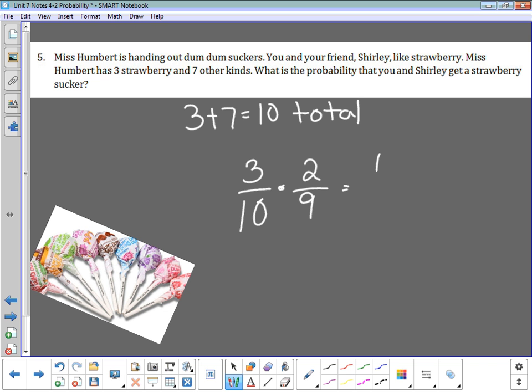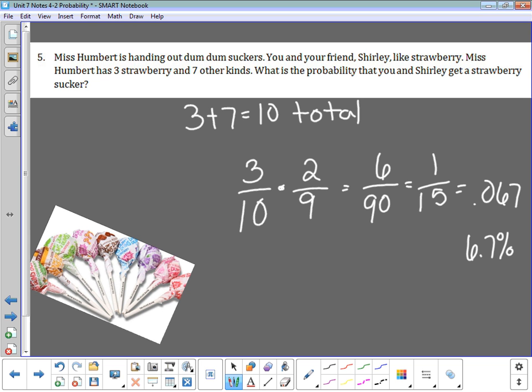So 3 times 2 is 6. 10 times 9 is 90. And that fraction reduces to 1 over 15 and 0.067. You could also write that as 6.7%. Okay, so that's the probability of you getting the dum-dum sucker that you want.